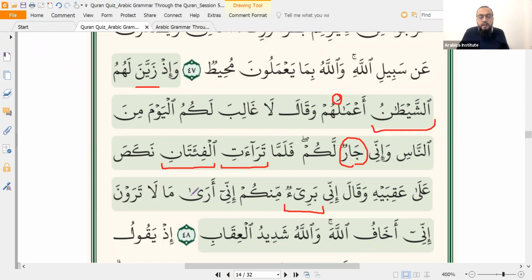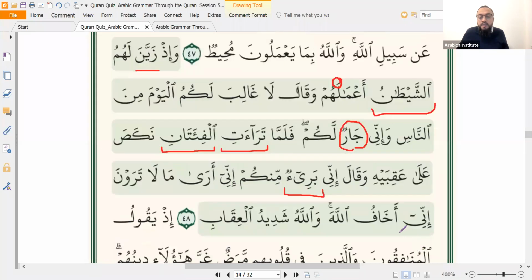Inni ara ma la tarawna. I see. What do you think made him run away? What did he see? Angels. He saw the angels. He saw the angels coming down and he thought, whoops, I'm not with these guys. Inni ara, I see, ma la tarawna, what you don't see. Inni akhafullah. So even shaitan fears Allah, or he claims to. Inni akhafullah. I fear Allah.